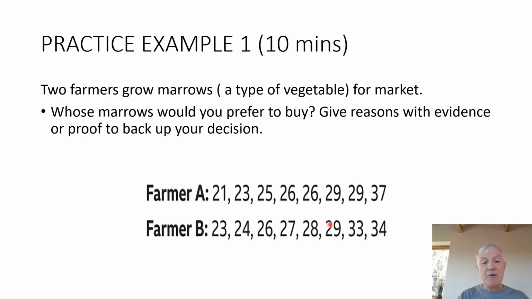In the next slide, I'm going to put up a practice example, a nice straightforward one, so that the students can see exactly how we're going to work on this. I give the statistics and ask them a question: whose marrows would you prefer to buy? Then I ask, how do we answer that question with evidence or proof to back it up? Hopefully students would then have picked up that they need to find an average of some sort for both these farmers before we can start to make a comparison.